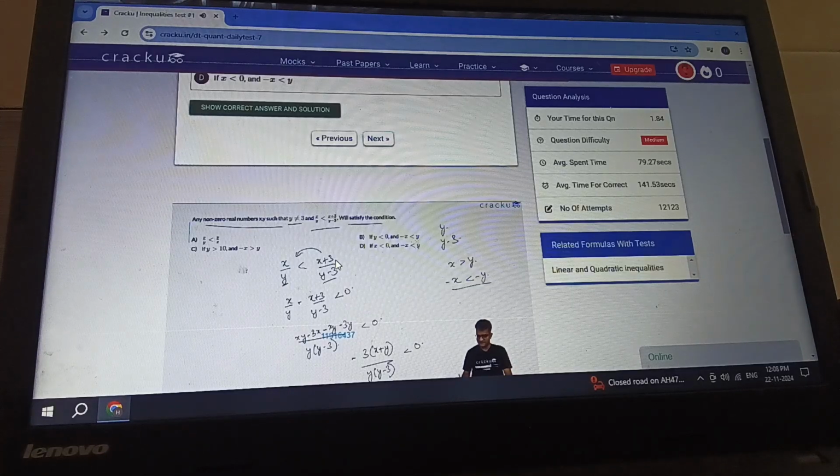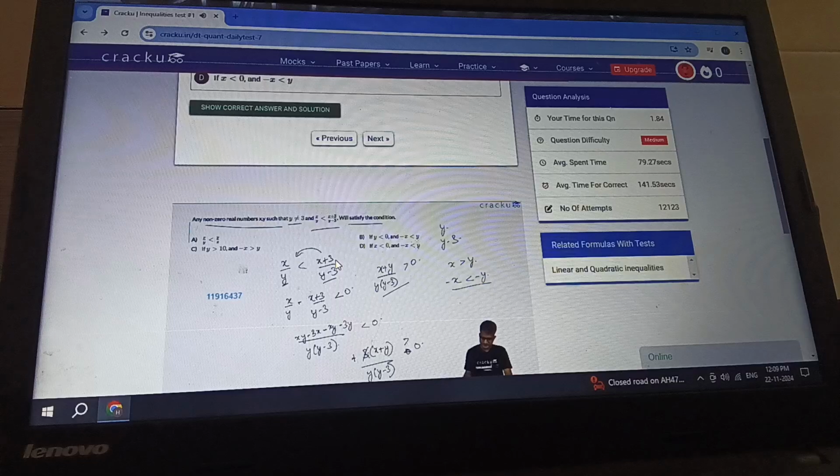Now we can multiply both sides with minus 1. Like we discussed earlier, if you are multiplying both sides with minus 1, the sign of the inequality will change. So here 3 times x plus y will be greater than 0. Now divide both sides by 3. 1 by 3 is a positive number, so the sign of the inequality will not change.